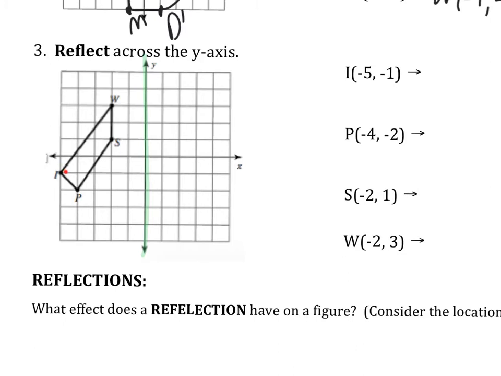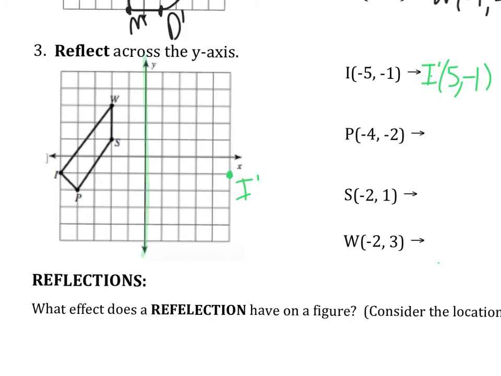I is 1, 2, 3, 4, 5 units to the left of the green line. So I'd have to go 1, 2, 3, 4, 5 the other direction to find I prime. So here is I prime, and that is going to be at 5, -1. So I prime, 5, -1. So it looks like the x went opposite, but the y stayed the same.